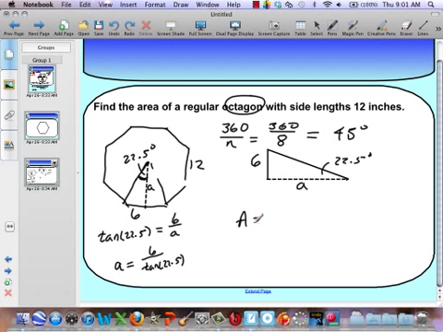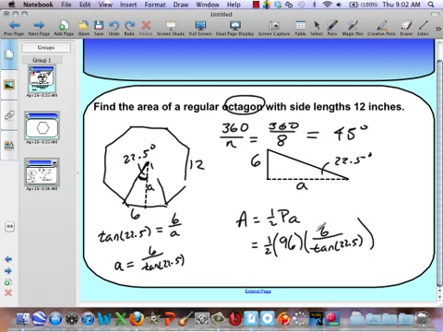The area is 1/2 PA. So first question is, what's my perimeter? Well, each side is 12, and I have 8 sides. So that's going to be 96 times 6 over the tangent of 22.5. And guys, this is the expression that you would type in your calculator.